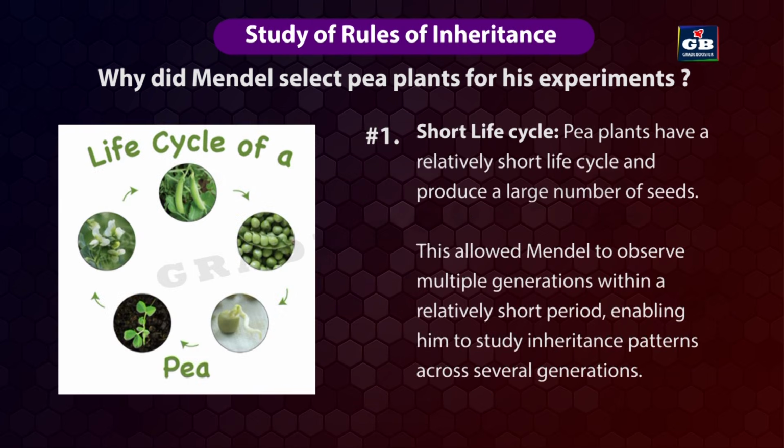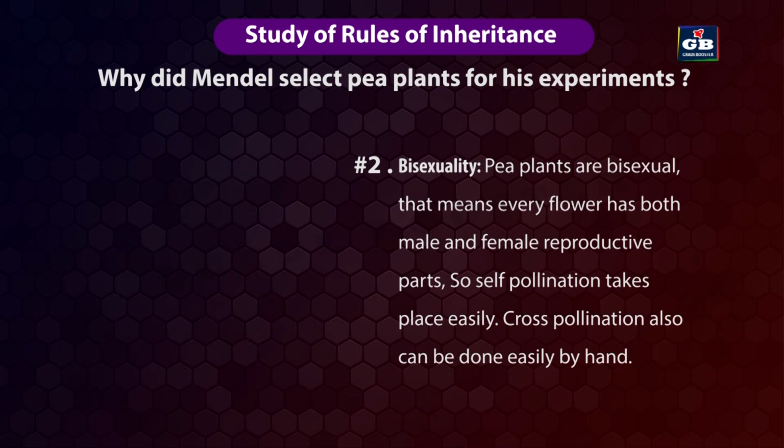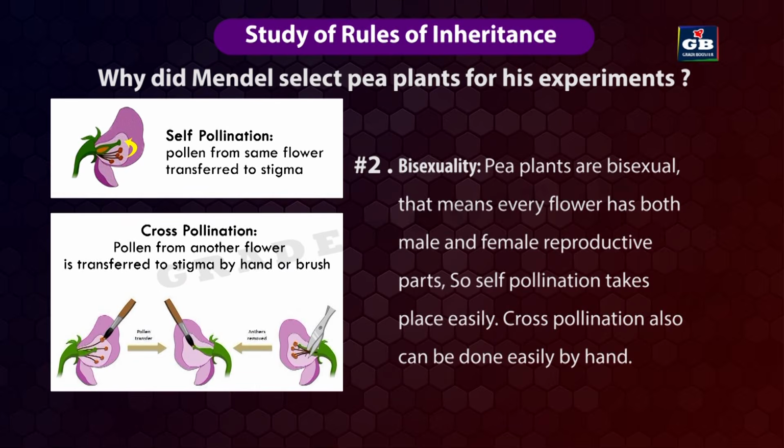1. Short life cycle. Pea plants have a relatively short life cycle and produce a large number of seeds. This allowed Mendel to observe multiple generations within a relatively short period, enabling him to study inheritance patterns across several generations. 2. Pea plants are bisexual. That means every flower has both male and female reproductive parts. So, self-pollination takes place easily in them. At the same time, cross-pollination also can be done easily by hand.